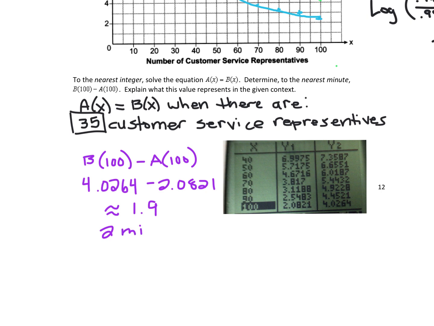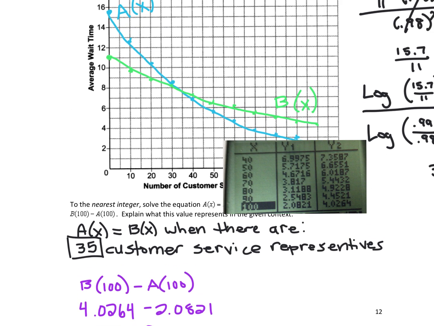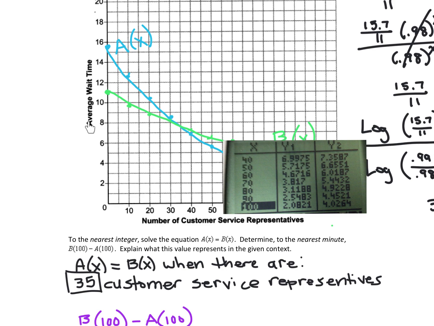Now, they want us to explain what that means in the context of this problem. Okay, so basically, if we plug 100 in for the x, now think, the x means the number of customer service representatives. So when there are 100 customer service representatives, the difference in the average wait time would be 2 minutes, right? Because the y value represents the average wait time.